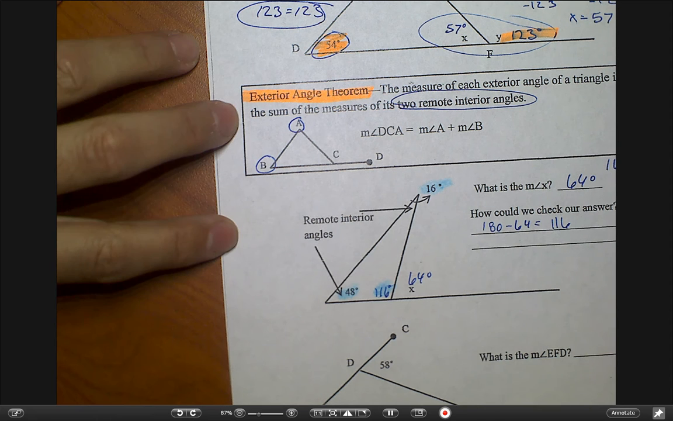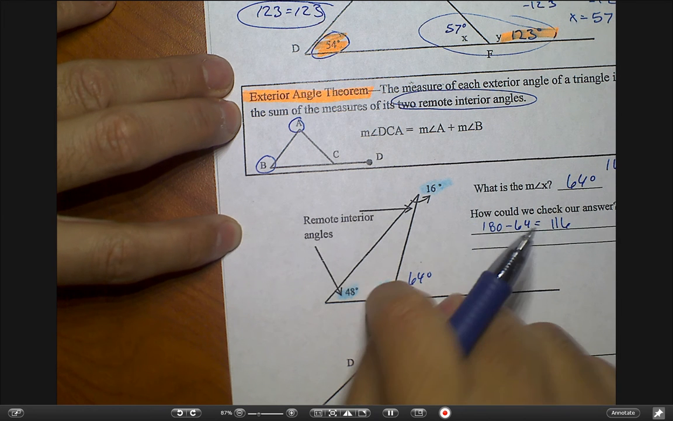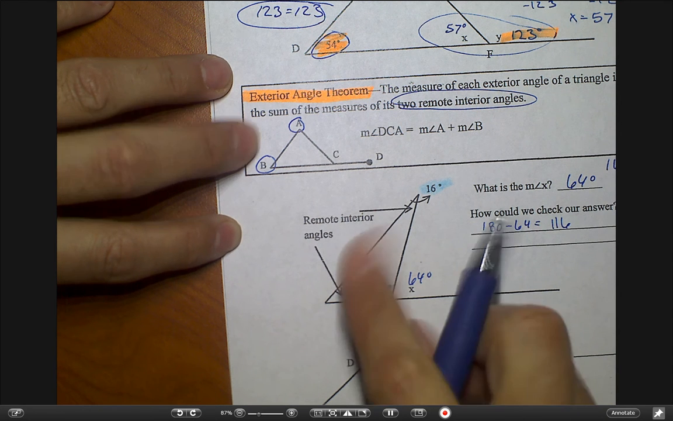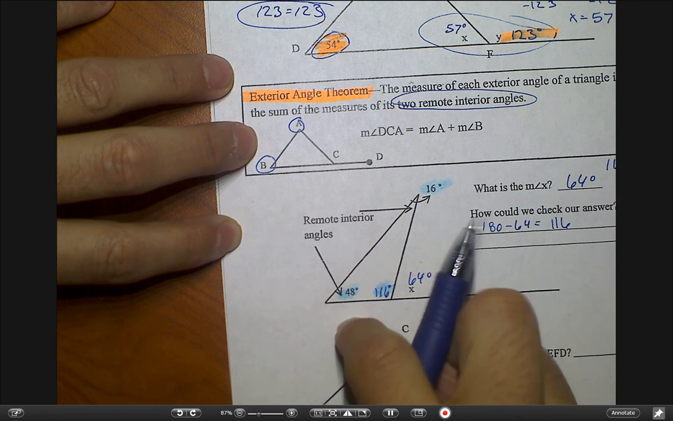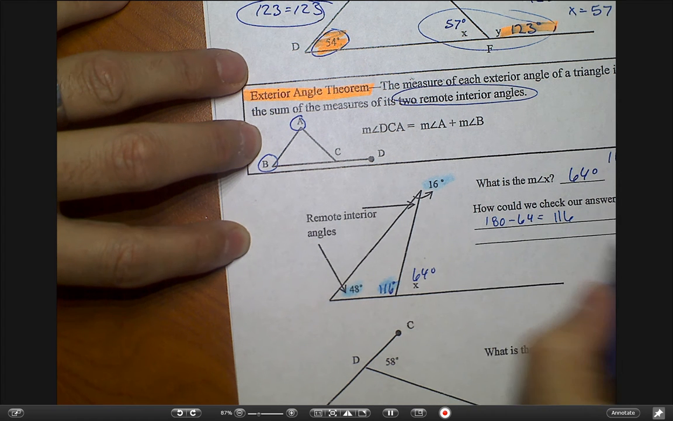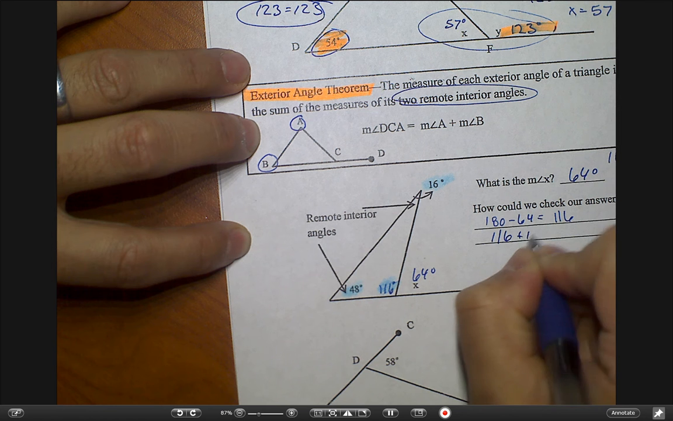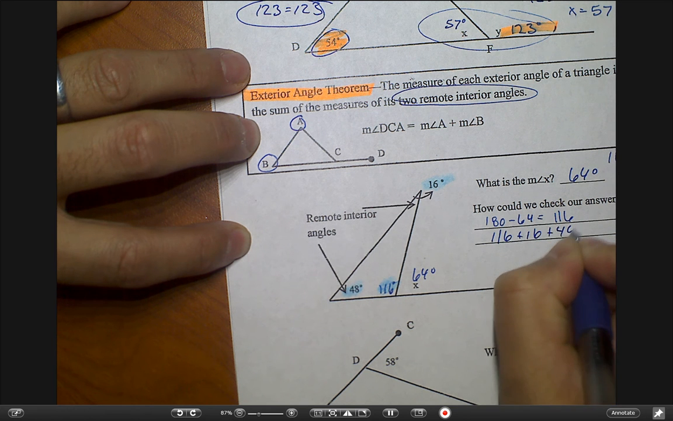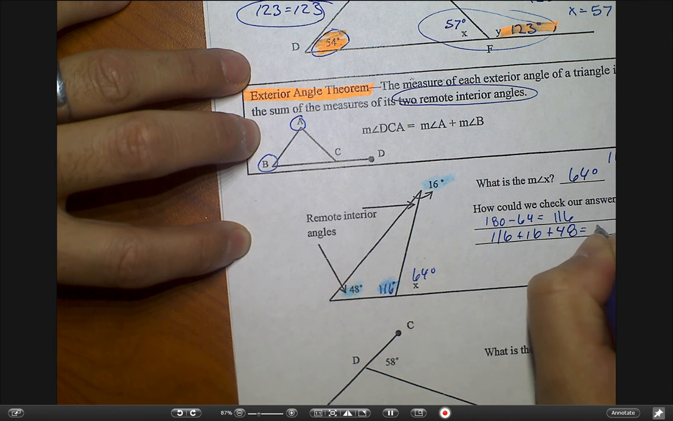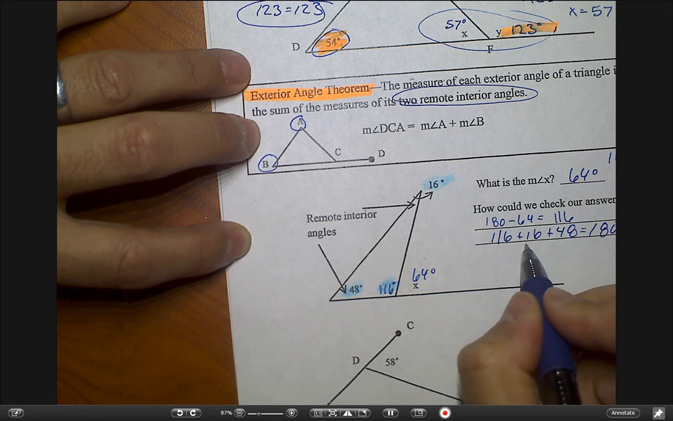All right. All three of these angles together have to do what? Very good. They all have to add up to 180. Let's see, do they? So it would be 116 plus 16 plus 48 supposed to equal 180. Let's see if it does.